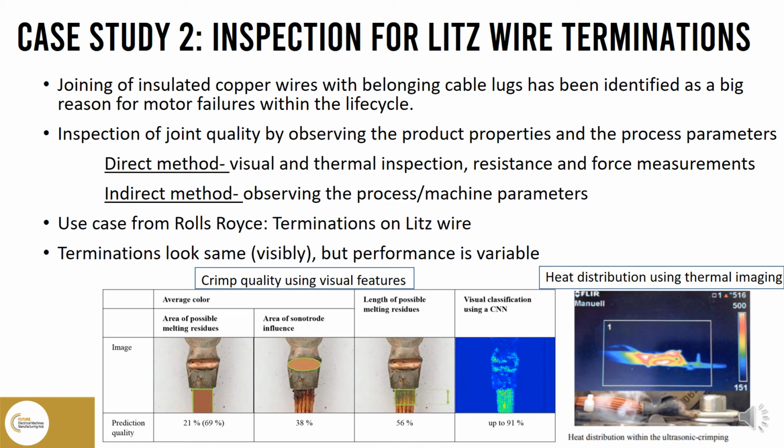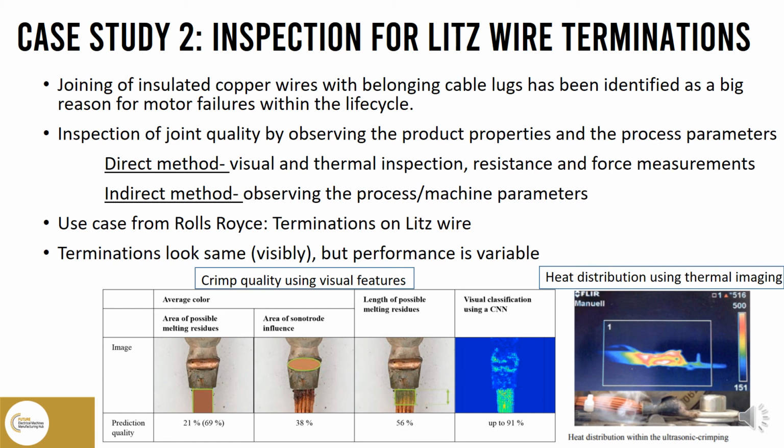This slide presents a second case study that focuses on inspection for lid wire terminations. So the process of creating joints or terminations is highly manual and is difficult to automate. As a result, it has been identified as a big reason for motor failures within the life cycle. Inspection of joint quality can be observed by direct methods or indirect methods. Direct methods usually involve visual or thermal inspection, resistance and force measurements, whereas indirect methods involve observing the process or machine parameters.